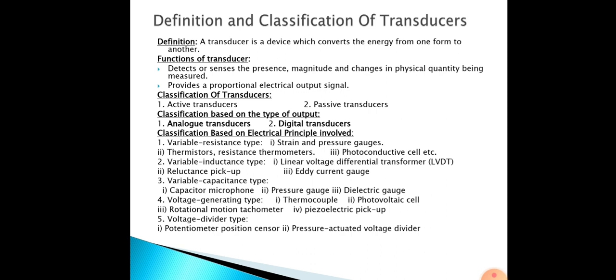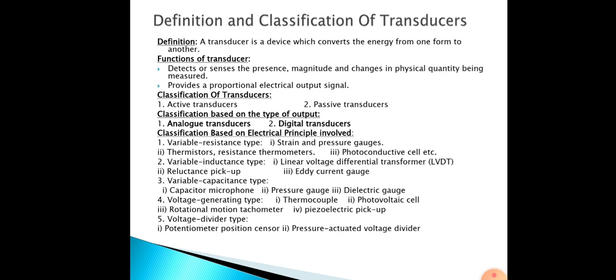Okay, then the next one is classification based on the principle involved. Last, we had seen classification based on the type of output, that is analog transducer and digital transducer. Now we'll be seeing classification based on the principle involved. The first one is variable resistance type, which is nothing but strain and pressure gauges, thermistor, resistance thermometer, photoconductive cells. The next one, variable inductive type: linear variable differential transformer, reluctance pickup, then eddy current gauge.